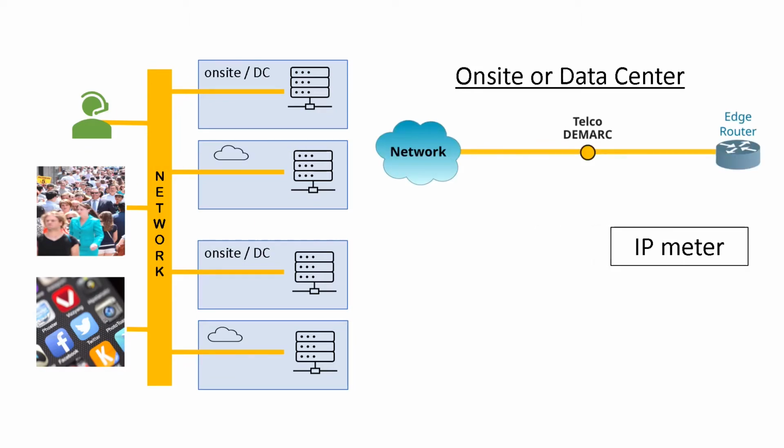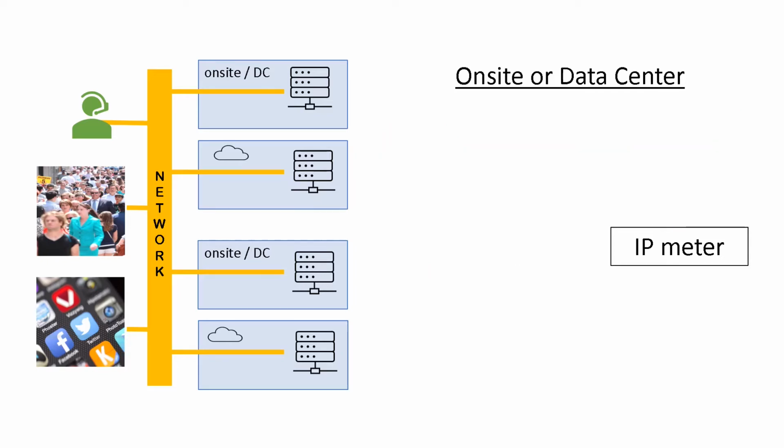The second step is to configure a mirror port on an edge router or switch and forward the traffic from that port to the IP meter. If there are multiple on-site or data center locations, each location will require a separate meter.